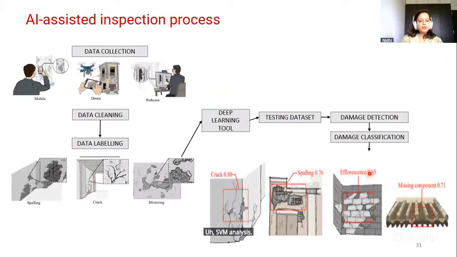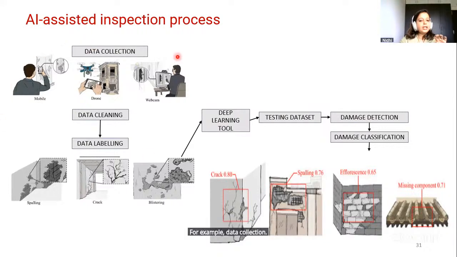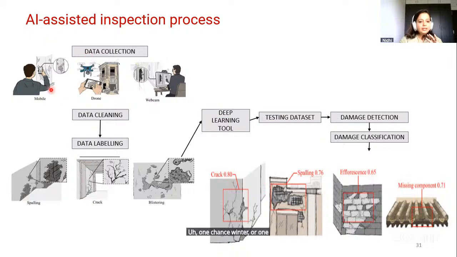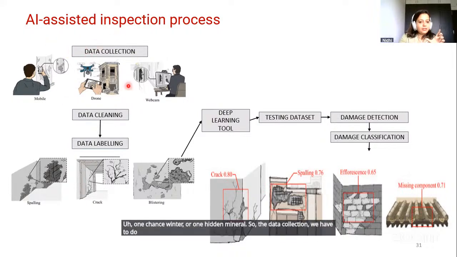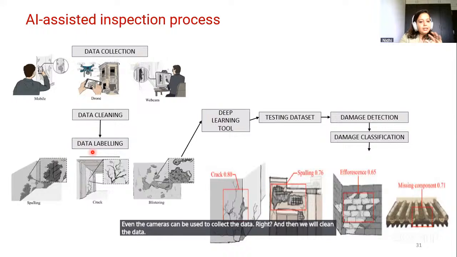In the same manner, we can do the same thing using AI techniques. For example, data collection. Here I have used only 3 different structures. There is only one Chand Minar or one Hiran Minar, so the data collection we have to do there itself. From there we can use mobile phones, drone data, and even cameras to collect the data. Then we clean the data and label the data.